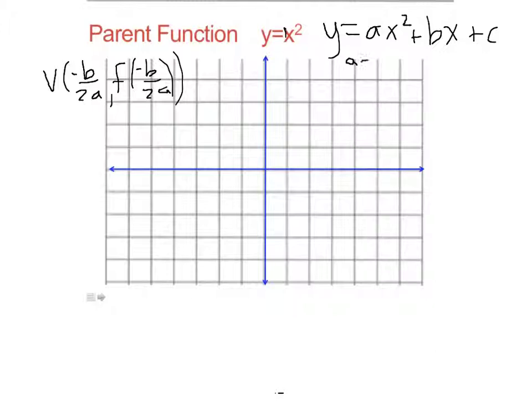So a is going to be equal to 1. There is no x term, so b is going to be equal to 0 in this case, and c will be equal to 0. So it has to be in standard form to identify what a, b, and c are. So we first talk about that by definition.